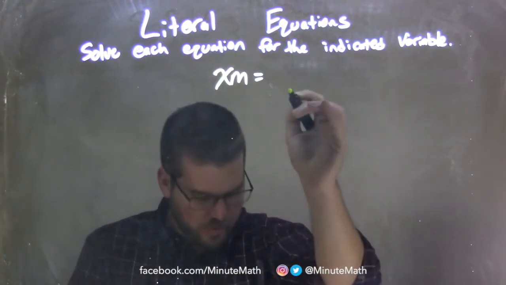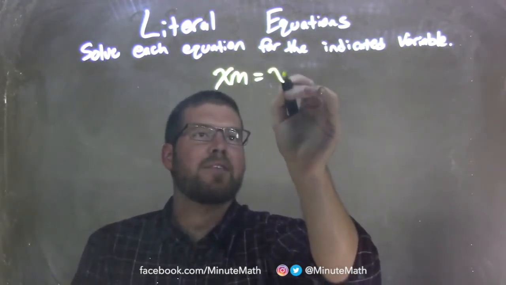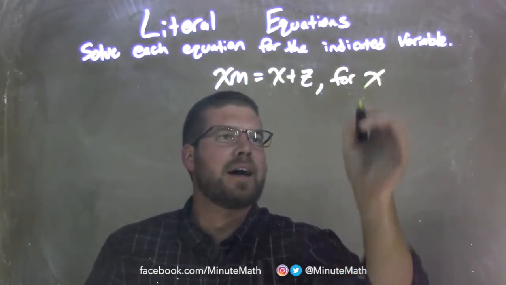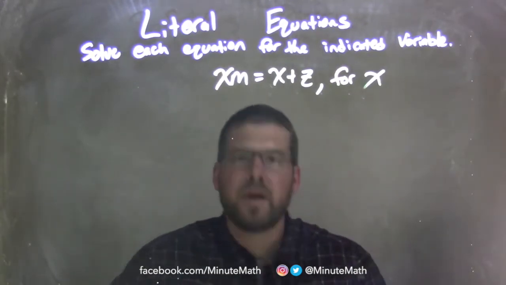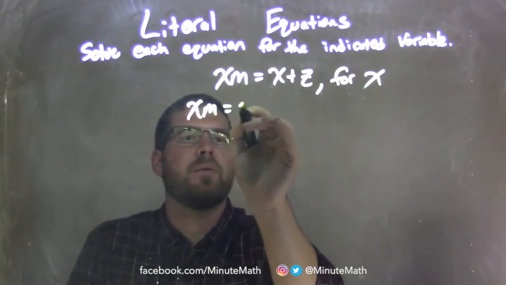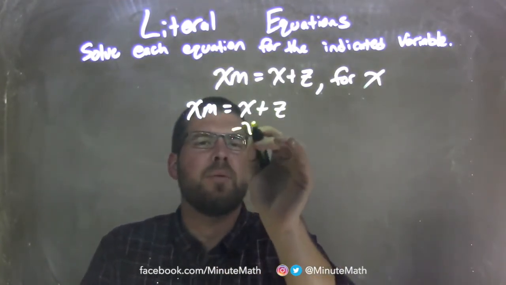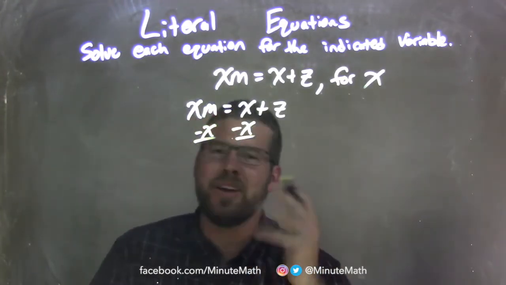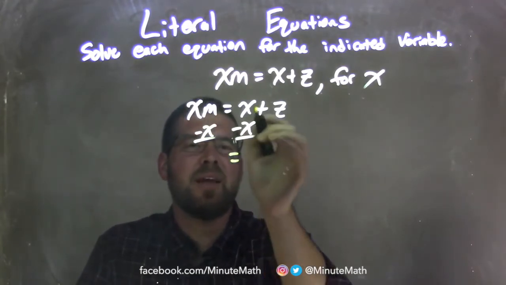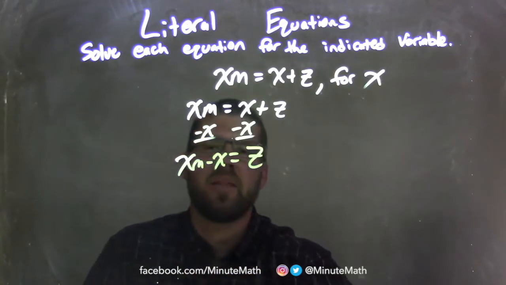Next: xm, not the radio, just x times m, equals x plus z, and we're going to solve that for x. Well, if I'm going to solve for that, I'm going to rewrite it here, xm equals x plus z, and bring all my x's over to one side. So we subtract an x from both sides. That leaves us with a z by itself on the right, and an xm minus an x on the left.